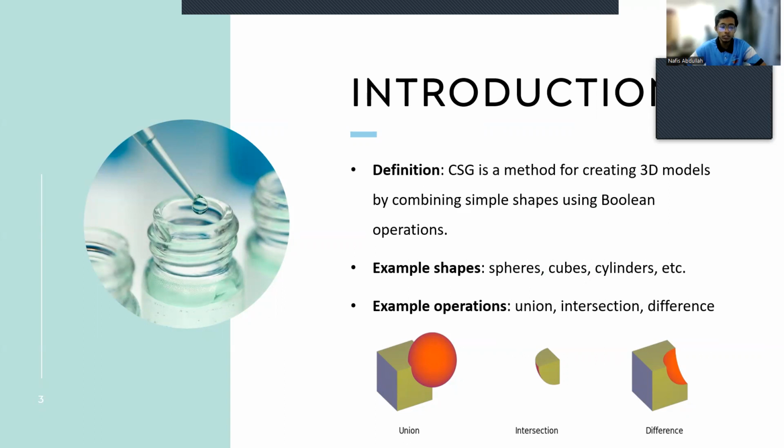And CSG is commonly used in computer aided design, the CAD, and also in video game development and other engineering and architectural applications. The fundamental concept of CSG is that 3D shapes can be broken down into simple geometric shapes and then combined using the Boolean operations to create more complex shapes. So next, we have the example of operations. So it is union, intersection, and difference. And here is some example picture of union, intersection, and difference. And some example shapes are spheres, cubes, cylinders. We can combine these shapes.